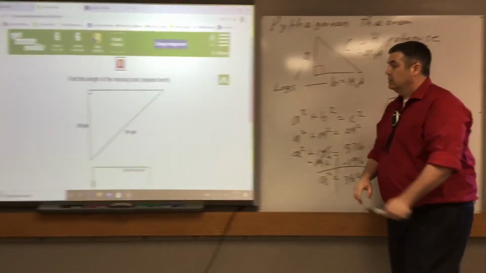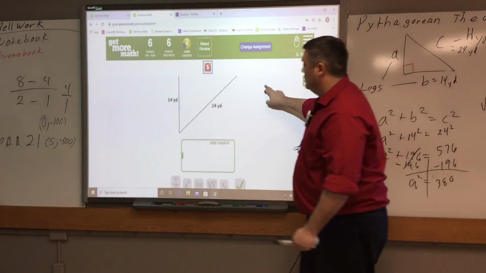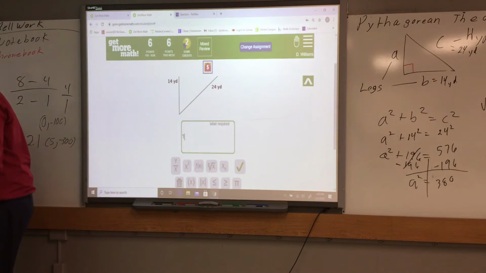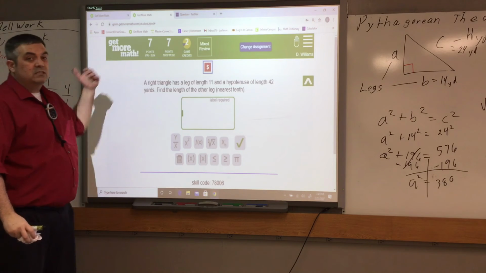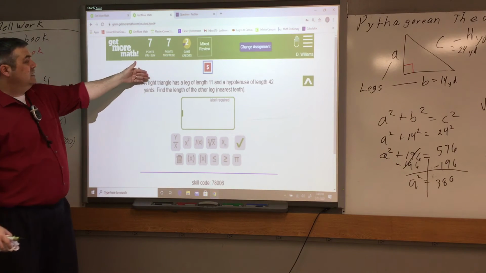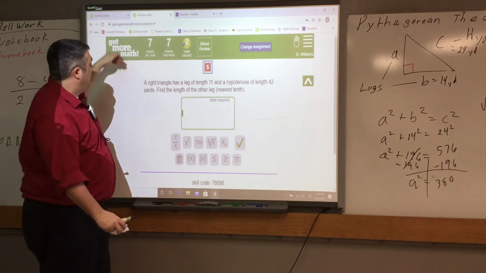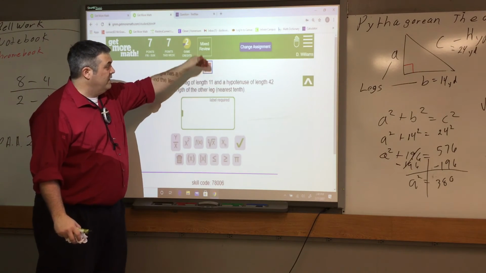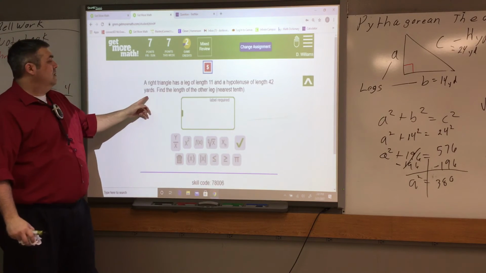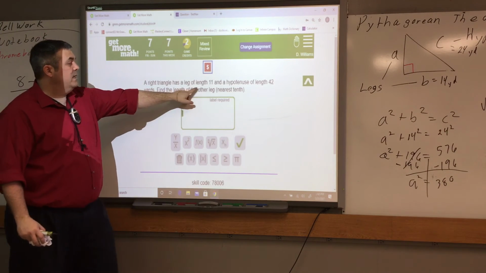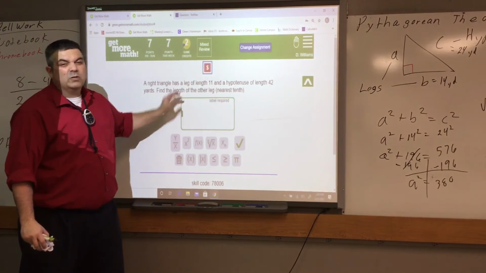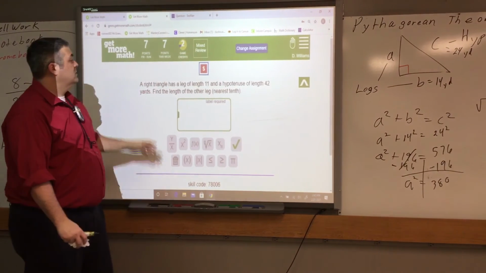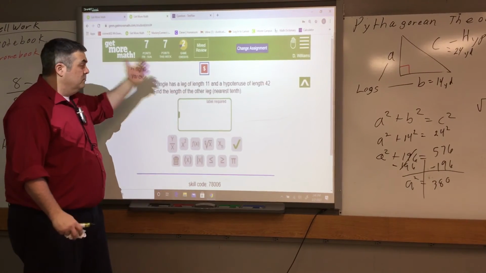That's all there is to this, all right? When you're missing one of the sides, and I'm going to do another one because I want you to see for sure how to do that. 19.5 yards. Oh, perfect. Again, same setup. A right triangle has a leg of length 11 and a hypotenuse of length 42 yards. So it gave me one leg, gave me the hypotenuse. Find the length of the other leg. They even told us, hey, it's the other leg we're looking for. Okay, so what's the missing side?